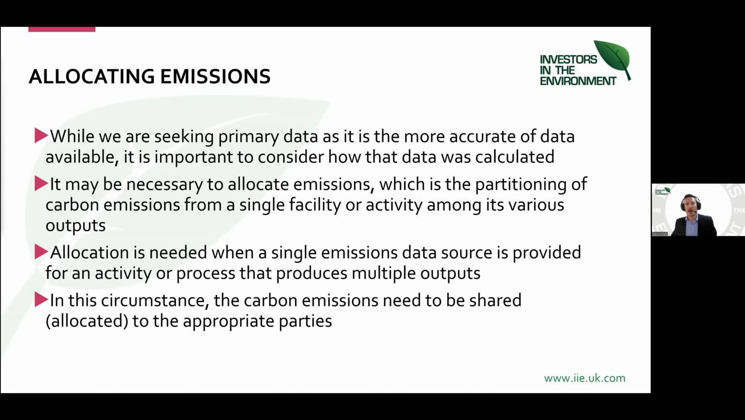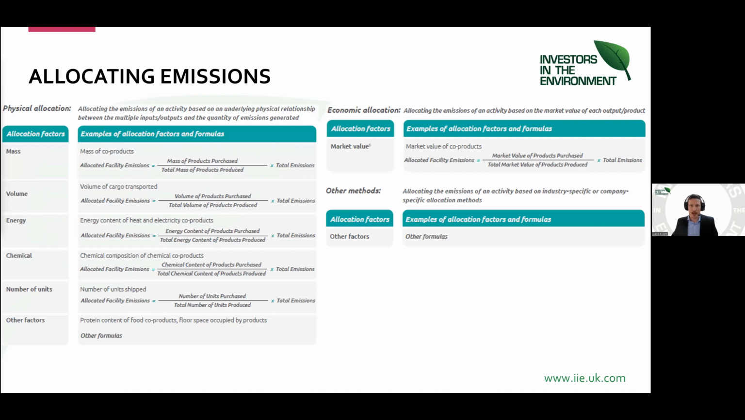When we are allocating data, as always, there is guidance out there. We want to think about the different ways that we can allocate that, and there are 3 core headings: physical allocation, economic allocation, and other methods. If there's anything else that works best for us, from industry-specific information or anything else we could allocate to, that can be used as well. Realistically, when we go through these exercises, you might want to try the different methods and see which one works best for you.